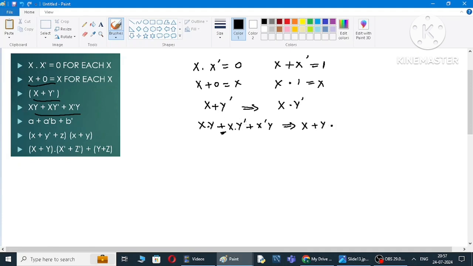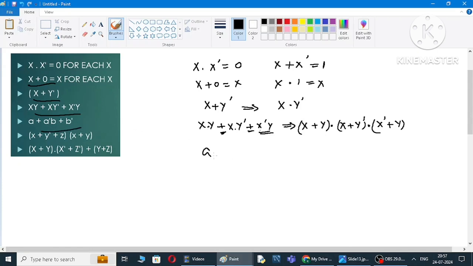x dot y bar will be changed as x plus y bar, and plus will be changed as dot. X bar y is changed as x bar plus y. So this is the term. I'll put a bracket so that the expression does not change, right? So this is how you get a dual.